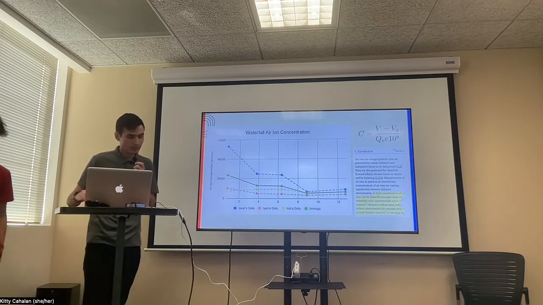So here is everyone's data from the waterfall. All our condensers were calibrated a little bit differently. So you can see the same general trend, but just varying levels of it.